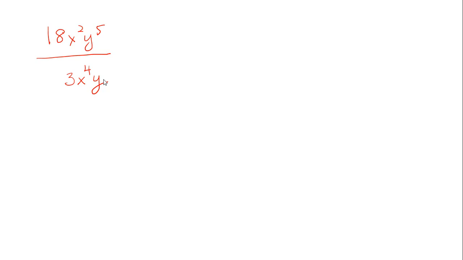Alright, so we start with this one first. Look at this one carefully. We have the numbers, we have x, and also we have y. The same thing happens in your denominator. We have 3, x, and also y. And you can see x in your numerator has the power 2, y the power 5. The same thing happens here.